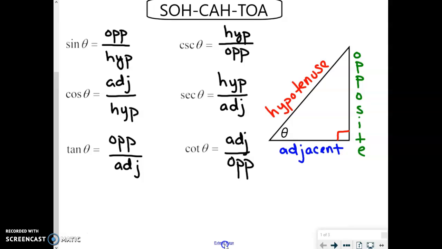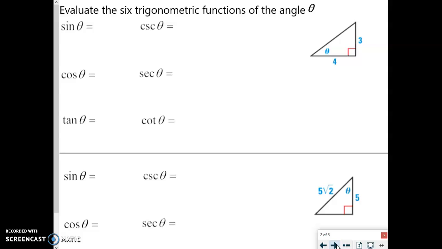So now taking a look at a couple of examples, let's see how we would deal with this as far as solving a right triangle, or, as you see here, evaluating the 6 trigonometric functions of theta. So the first thing we have to take a look at is our right triangle. Notice there's only 2 sides given, and we need all 3 in order to figure out the 6 trigonometric functions. So this goes back to the Pythagorean theorem.